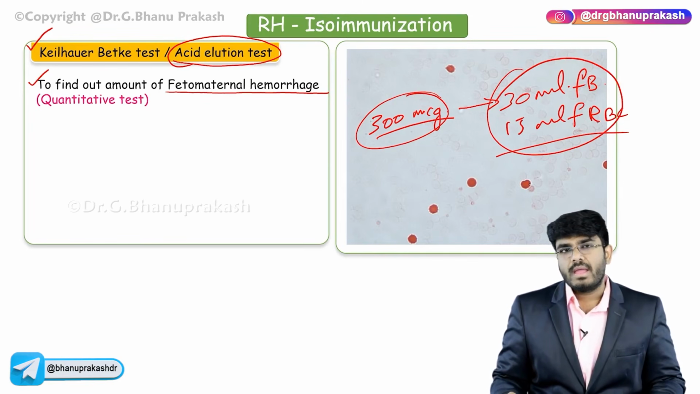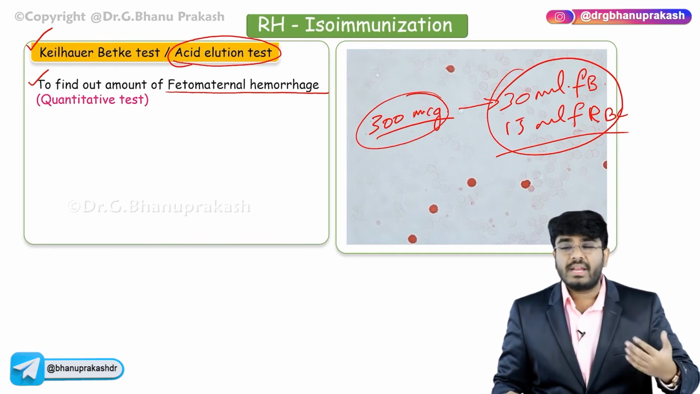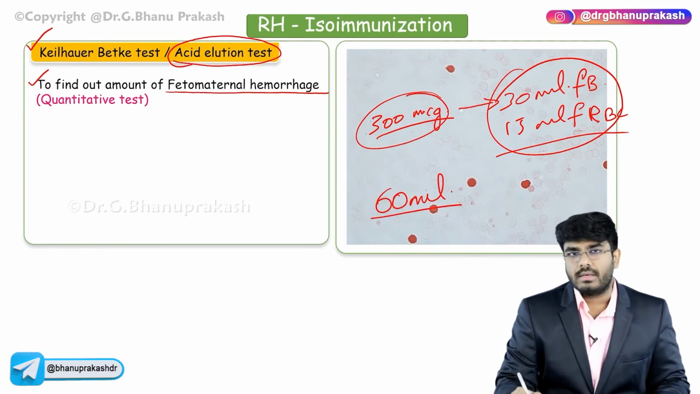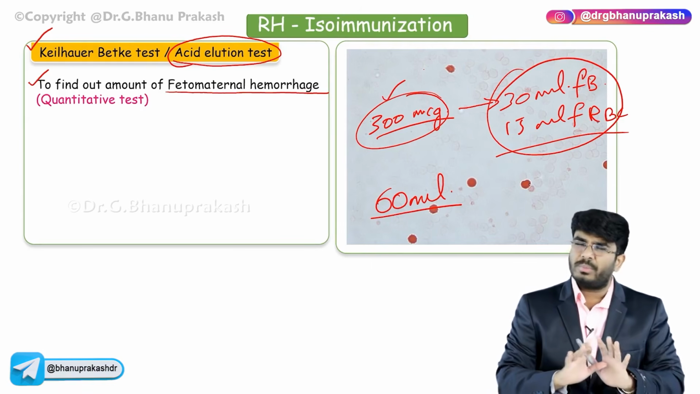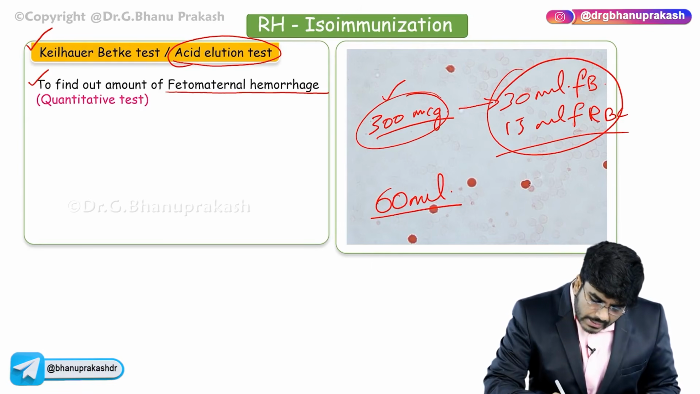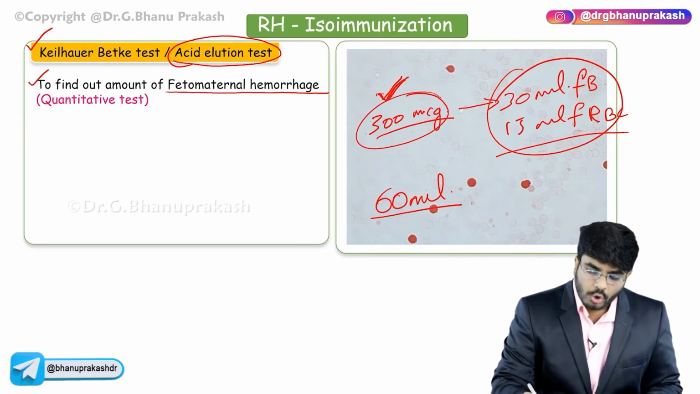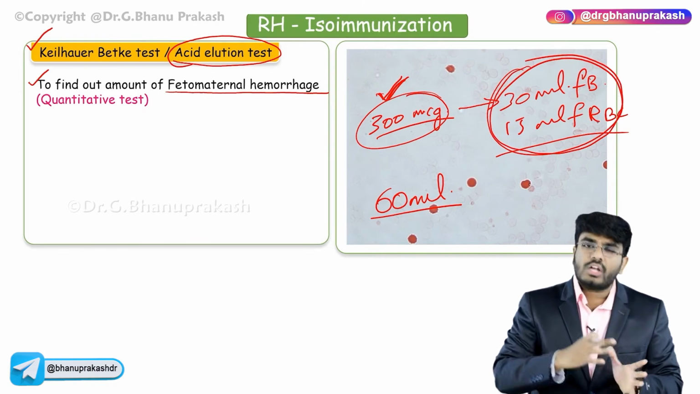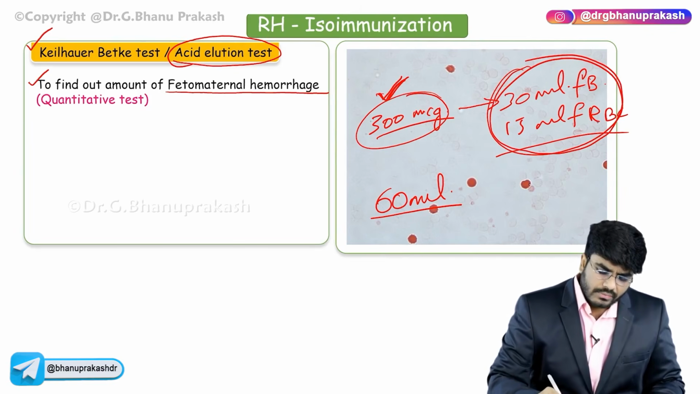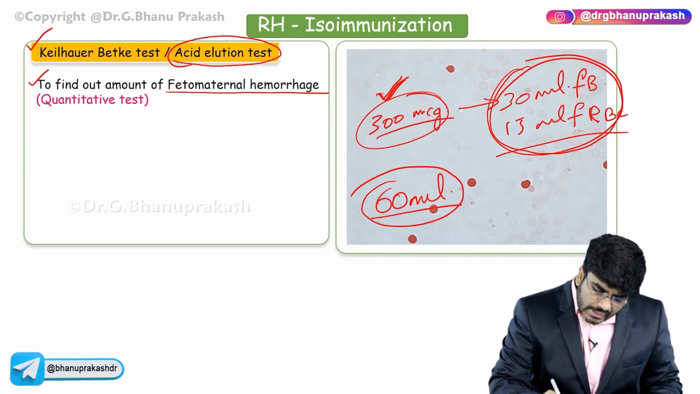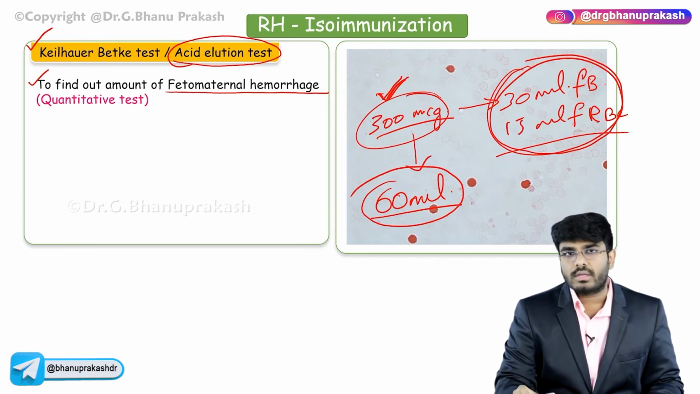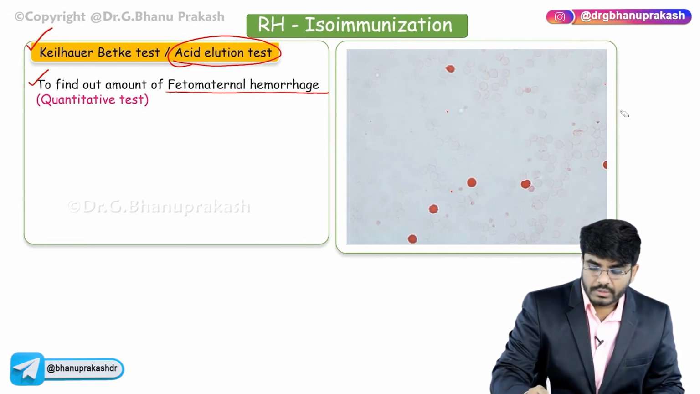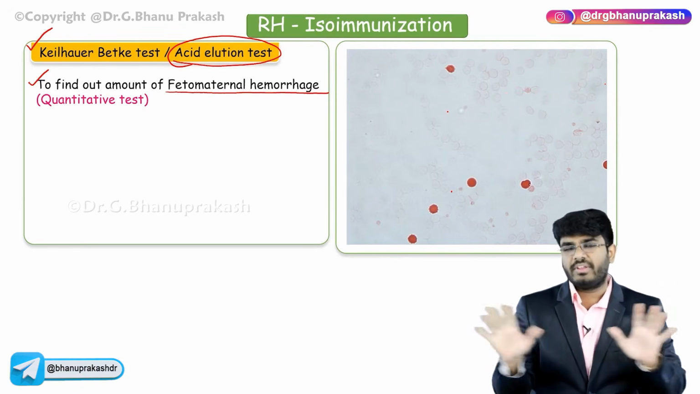For example, if the feto-maternal hemorrhage is, say, 60 ml, do you think that 300 microgram is going to be enough? Just think logically. 300 microgram of anti-D can only neutralize 30 ml of fetal blood in the maternal circulation. But for example, there is a lot of feto-maternal hemorrhage, say 60 ml. Do you think that 300 micrograms is going to neutralize 60 ml? Definitely not. So, to calculate how much anti-D you have to give, you have to know the feto-maternal hemorrhage first.